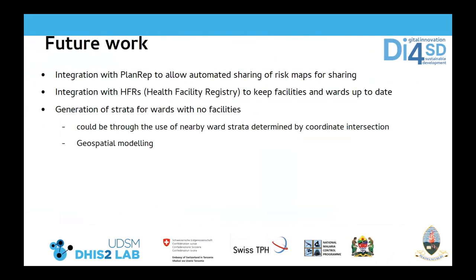Future work for this is from DHIS2 to PlanRep. Now we are sharing the data manually. So we are looking at integrating with PlanRep to allow the automation of sending the data, but we will also be integrating with the health facility registry to ensure the continuous update of the data. But now this process has some gaps because there are some wards that do not have facilities, and you cannot create a strata without having the facility data. So we are looking into different ways on how we could do this. One way could be to use the intersecting wards around, using the strata of other wards in order to establish this strata, or other approaches like geospatial modeling and so on. So these are things that we are hoping to do in the near future for those wards that do not have facilities.